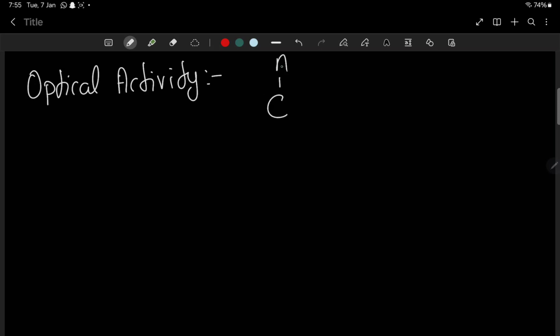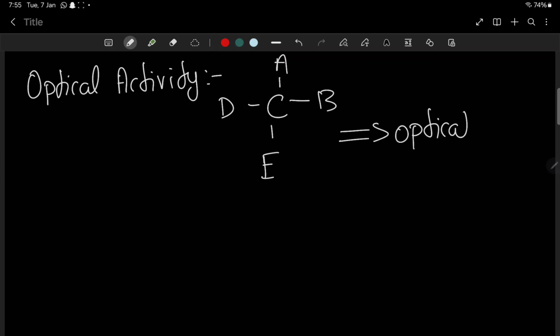Now there is something about optical activity that is told. It's not related to any reactions, but I'll just tell you optical activity. If there's a carbon with 4 different groups, A, B, D, E, then this is called optically active. We can tell it is optically active in this case.